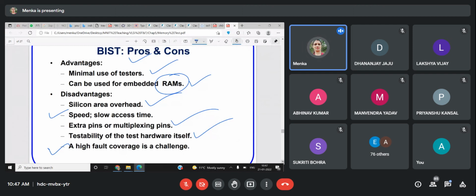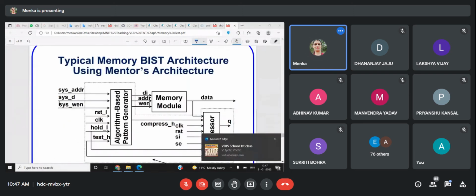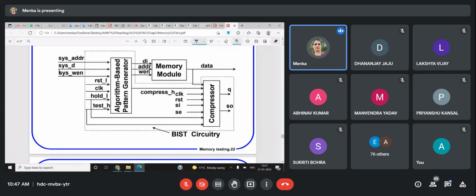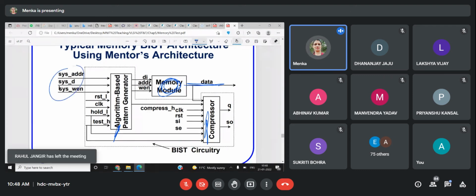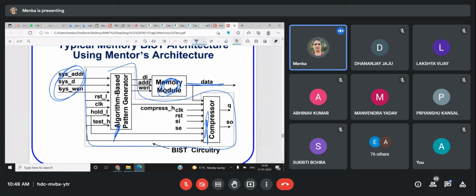For memory, this is the typical BIST architecture using Mentor's architecture. This architecture was taken by the Mentor company, so that's why it is called Mentor's architecture. This is the memory module. Then the algorithm-based pattern generator, which is the same thing. You will have the compressor. Here you will have the data, and here the address lines, and this complete block is your BIST circuitry. Whatever is extra beyond the memory is the BIST circuitry.